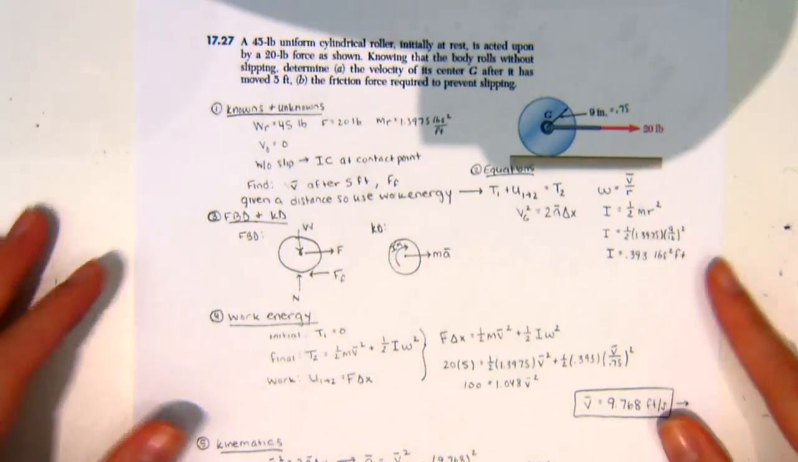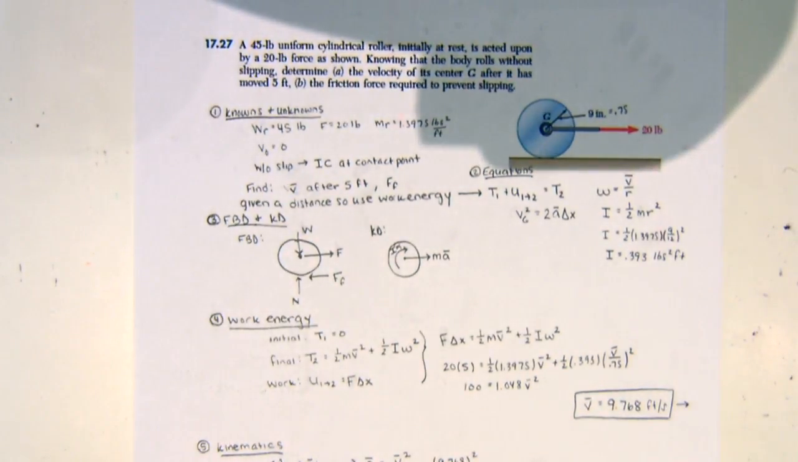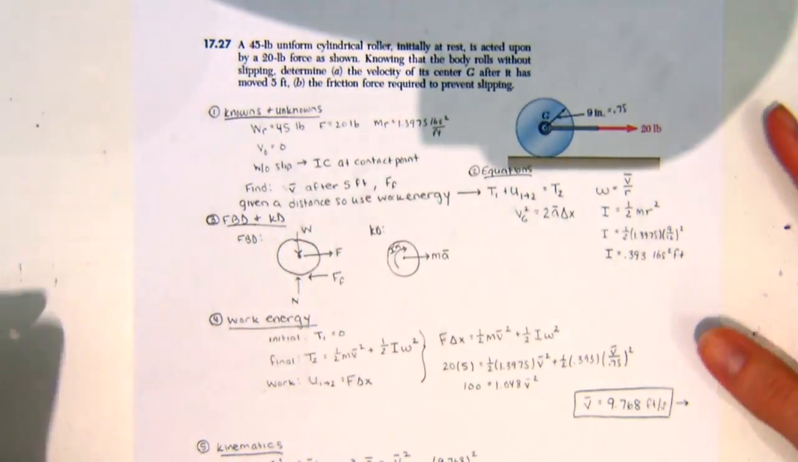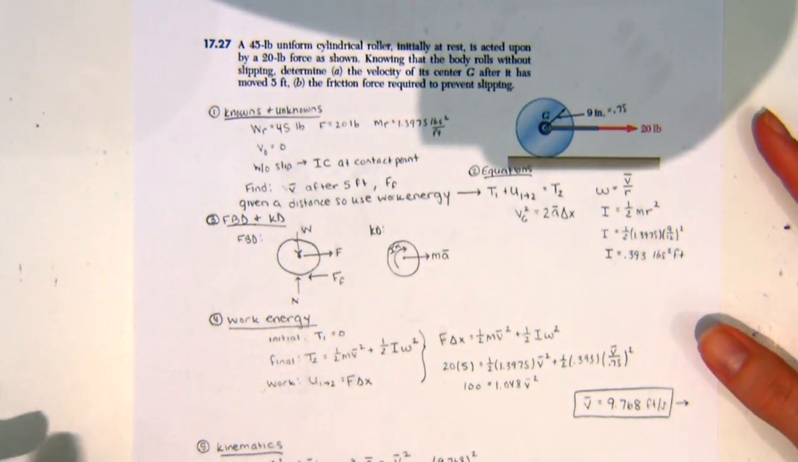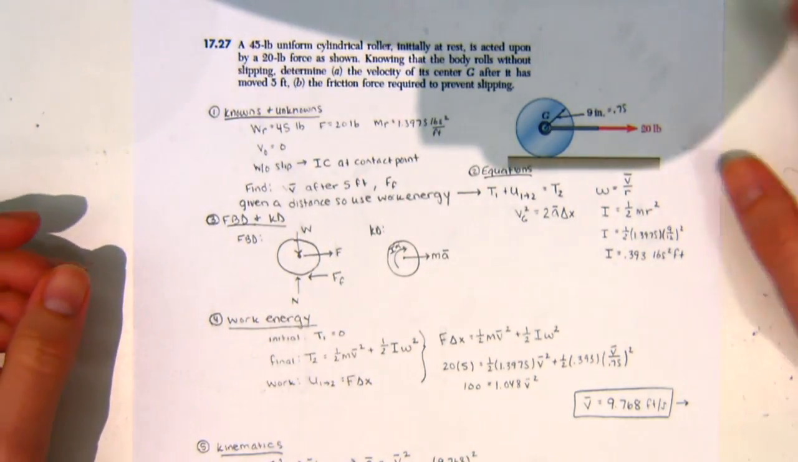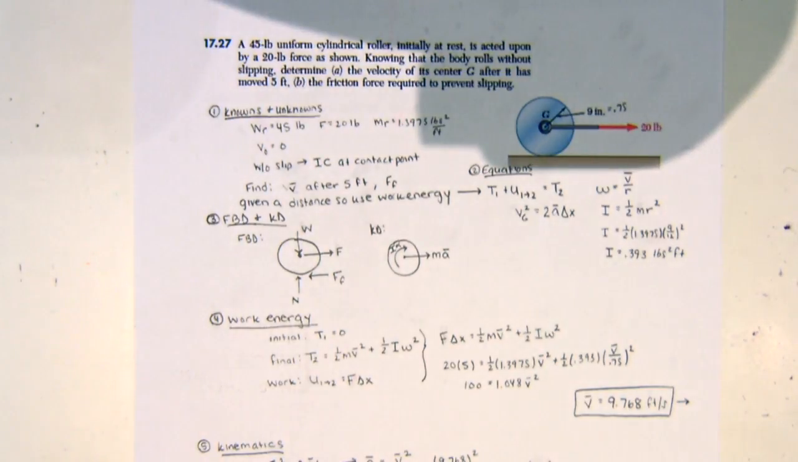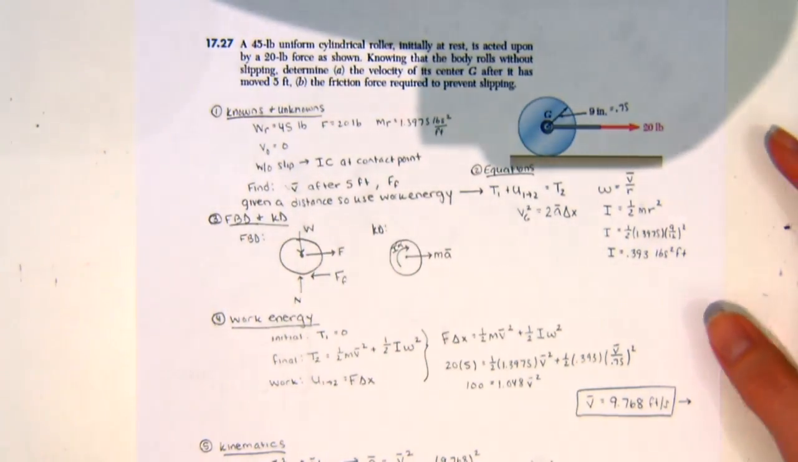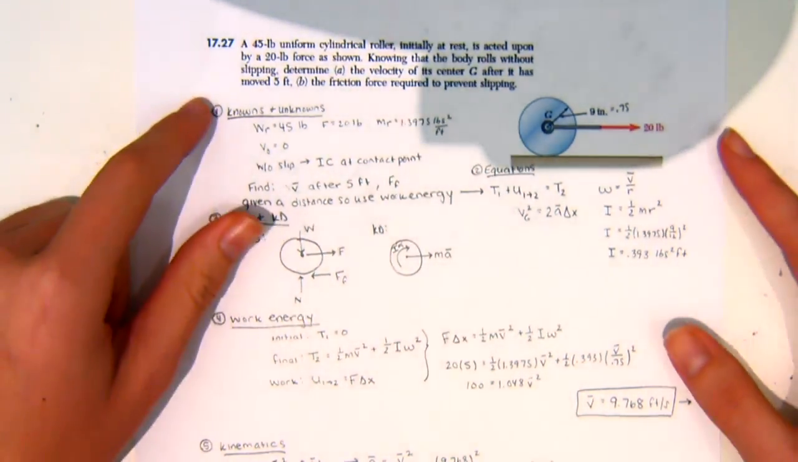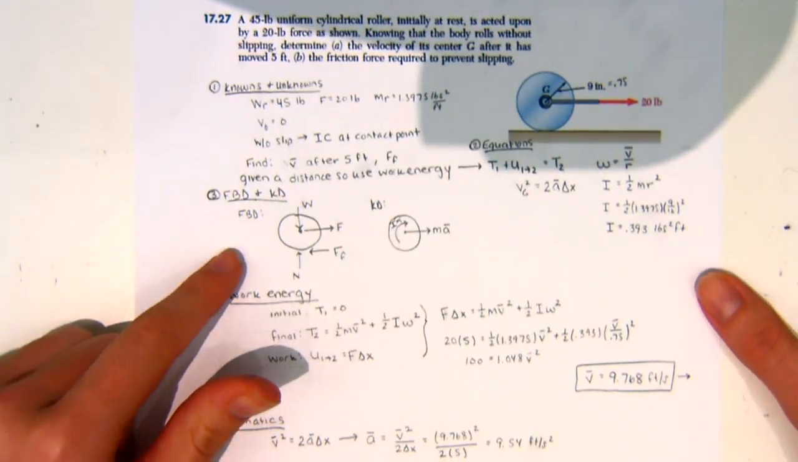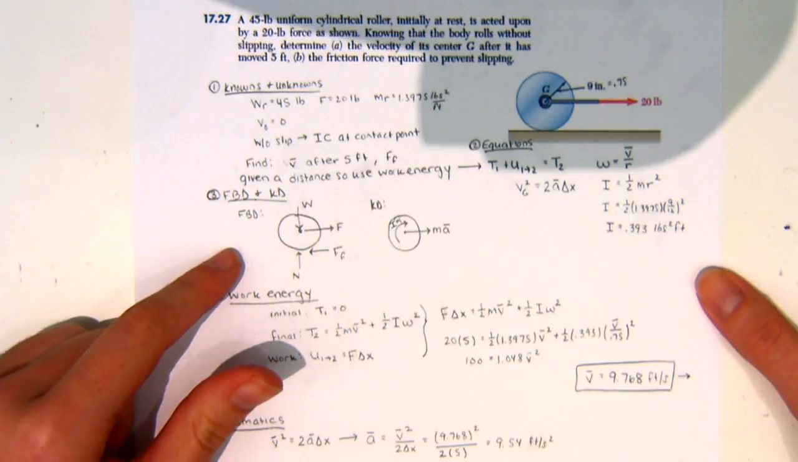so for this problem, the real thing that I wanted to point out, this problem says you have a 45-pound uniform cylindrical roller. Initially at rest, it's acted upon by a 20-pound force, pulling it from its center. Knowing that it rotates without slipping, find the velocity at its center G after it's moved 5 feet and the frictional force required to prevent slipping. So what you do is I use energy for this, but before that, I drew a free body diagram and kinetic diagram.